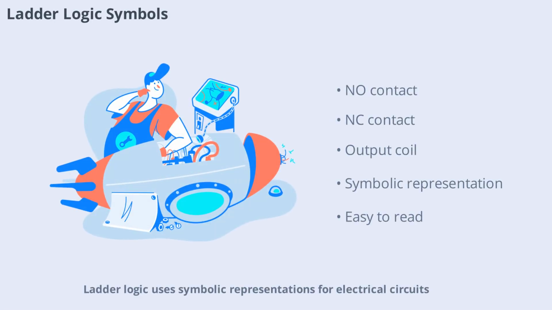Ladder logic uses symbolic representations for electrical circuits. The main symbols are normally open, NO contacts, normally closed, NC contacts, and output coils. NO contacts pass power when closed, NC contacts pass power when open, and output coils are energized when a path exists.